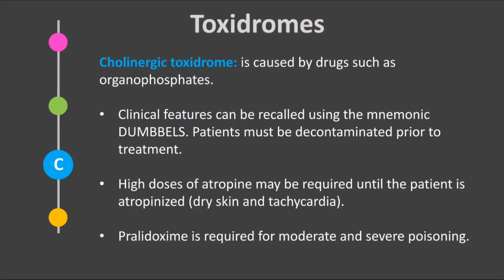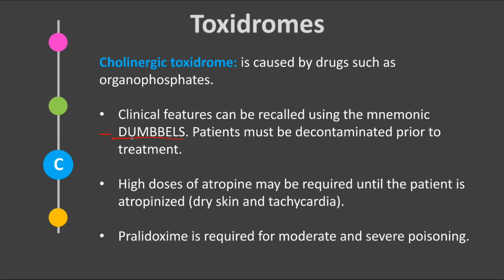Another toxidrome is cholinergic toxidrome. The cholinergic toxidrome is caused by organophosphates and carbamates. Many insecticides and plant fertilizers contain organophosphate, so patients will get some symptoms. The symptoms can be remembered by a mnemonic called DUMBBELS.